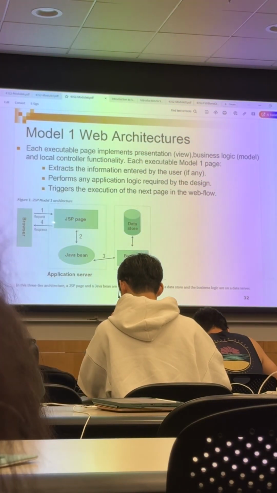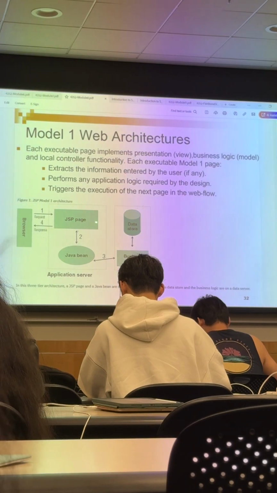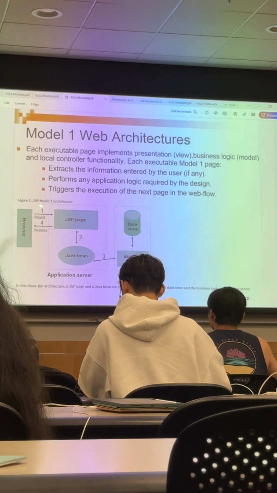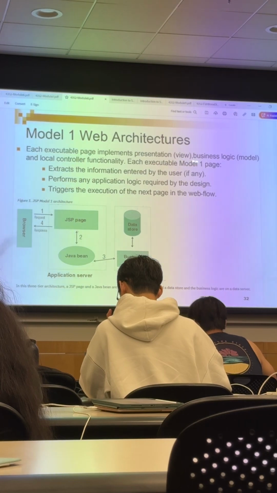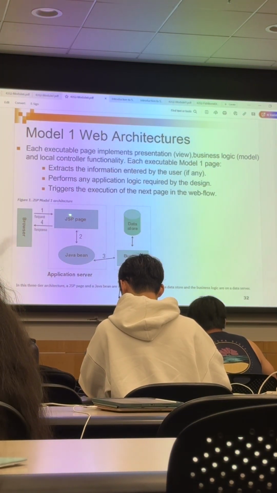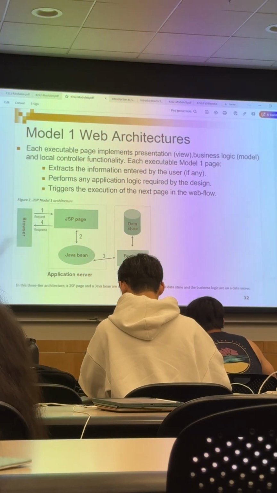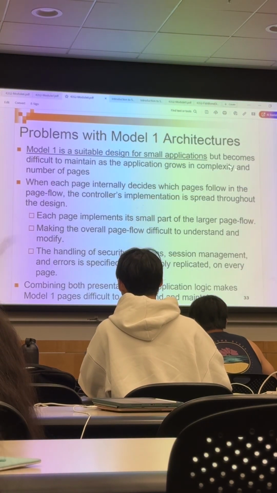in Model 1, this JSP page has all the information for the view, the model, and the controller functionalities. Everything is incorporated in this one JSP page. This communicates with the browser, gets the information, and also sends the response. So in this kind of Model 1 web architecture, the problem is this.